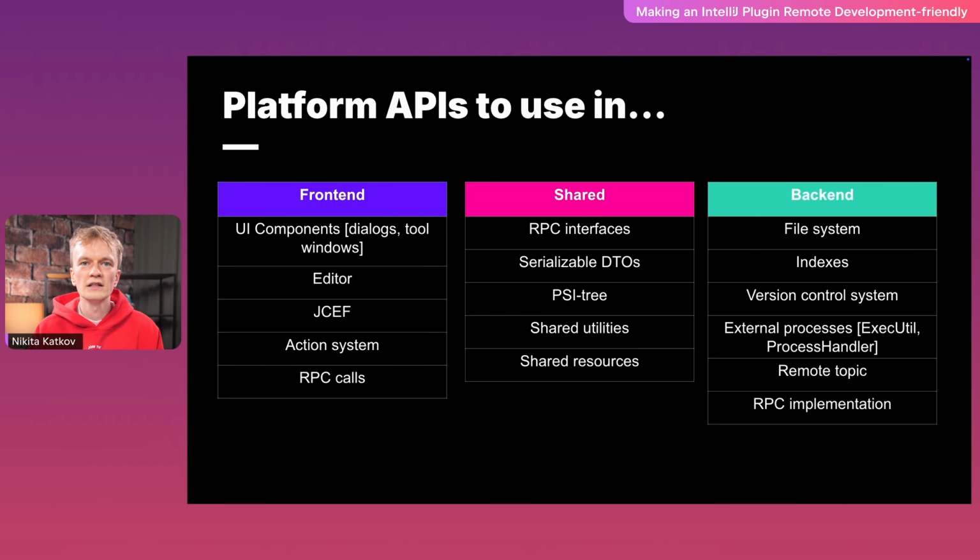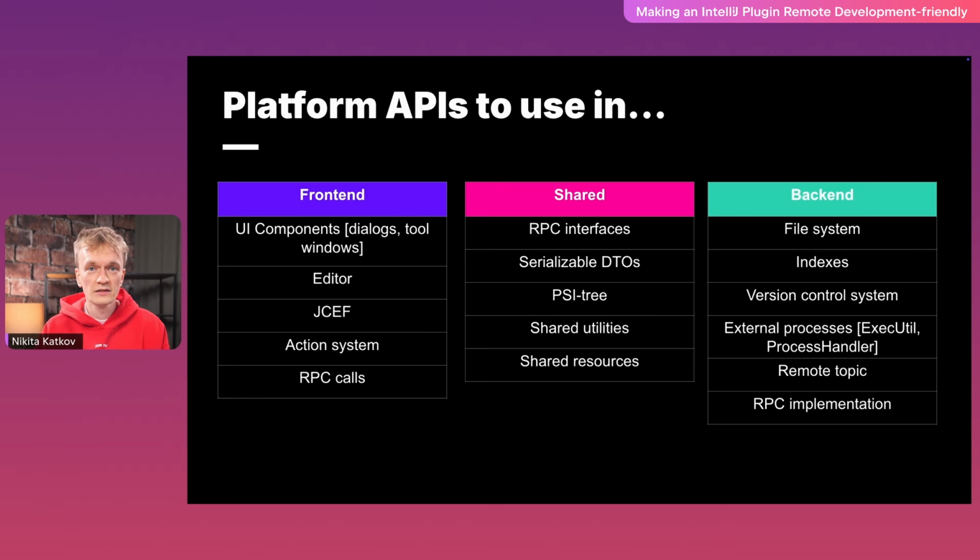The next list is purely backend APIs. First, it is the virtual file system. Next, indexes, again very heavyweight. Then goes the version control system, as well as external processes related stuff. It might be ExecUtil, process handlers, run, debug, or build related stuff, and so on and so forth.